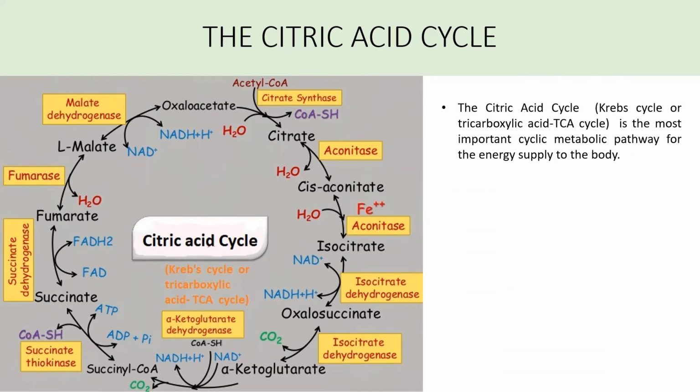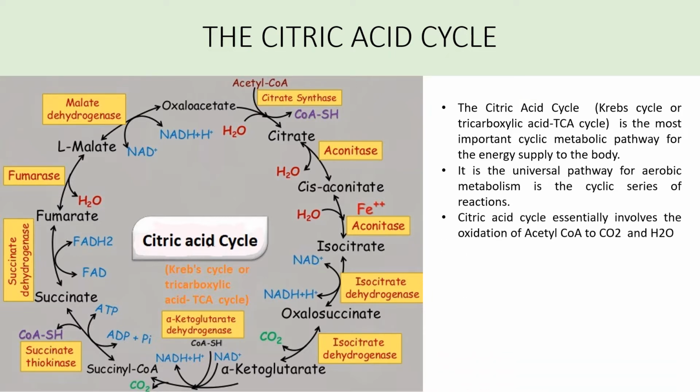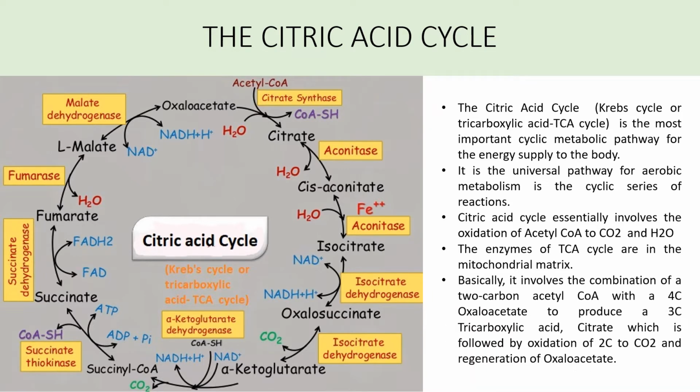The citric acid cycle, Krebs cycle, or tricarboxylic acid TCA cycle is the most important cyclic metabolic pathway for the energy supply to the body. It is the universal pathway for aerobic metabolism as a cyclic series of reactions. The citric acid cycle essentially involves the oxidation of acetyl coenzyme A to carbon dioxide and water. The enzymes of the TCA cycle are in the mitochondrial matrix.